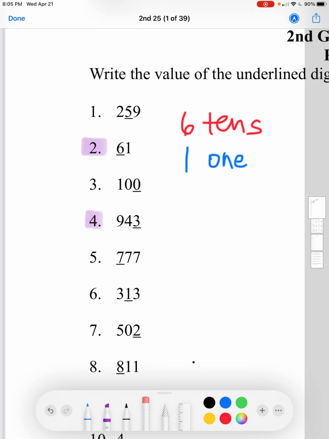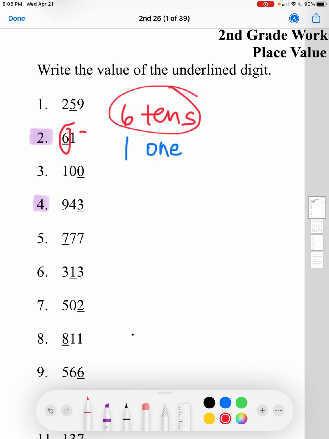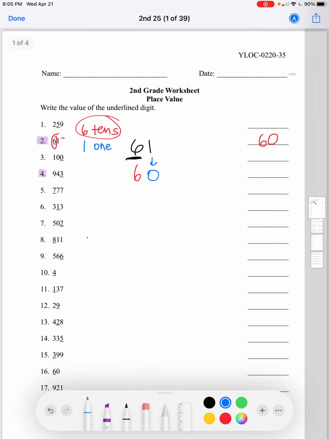But the number we're going to look at is the tens because that's the one that's underlined. Right here, oops, sorry, the 6. We have 6 tens, and 6 tens is basically 60. So what this worksheet is asking you to do is basically ignore all of the digits except for the one that's underlined, and everything behind that digit you're going to replace with a 0. So we had 61, and the underlined number was 6. We're going to keep that 6, and everything to the right of it, which was this one, is just going to become a 0. So the value of that 6 is 60.